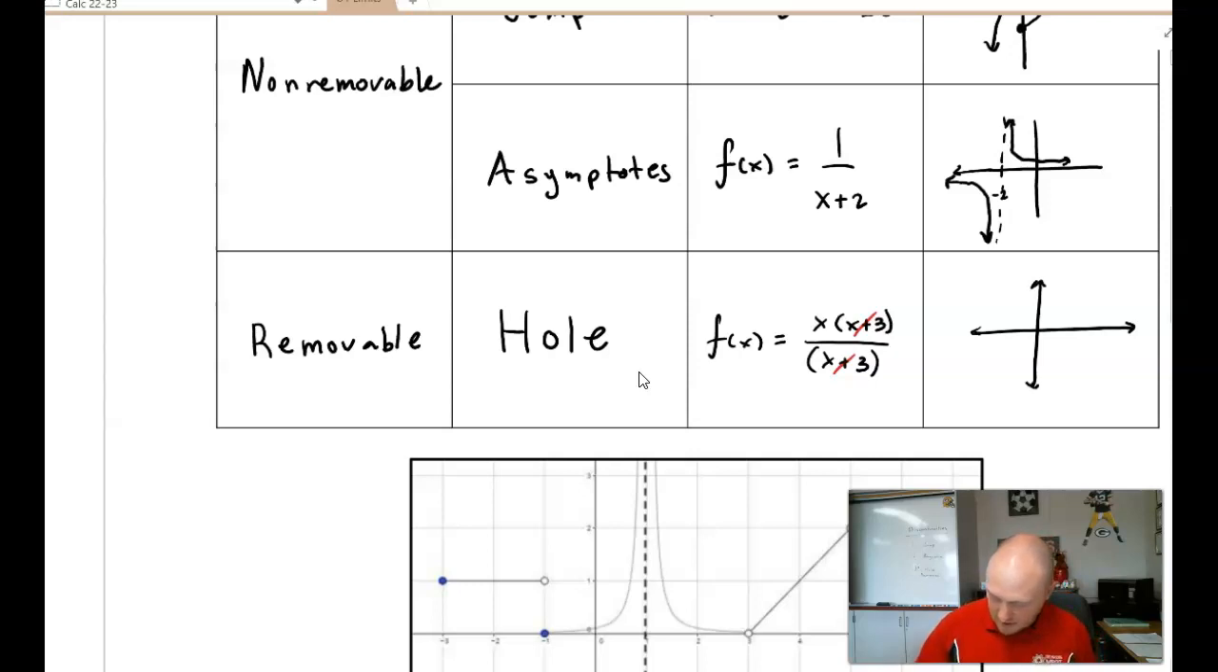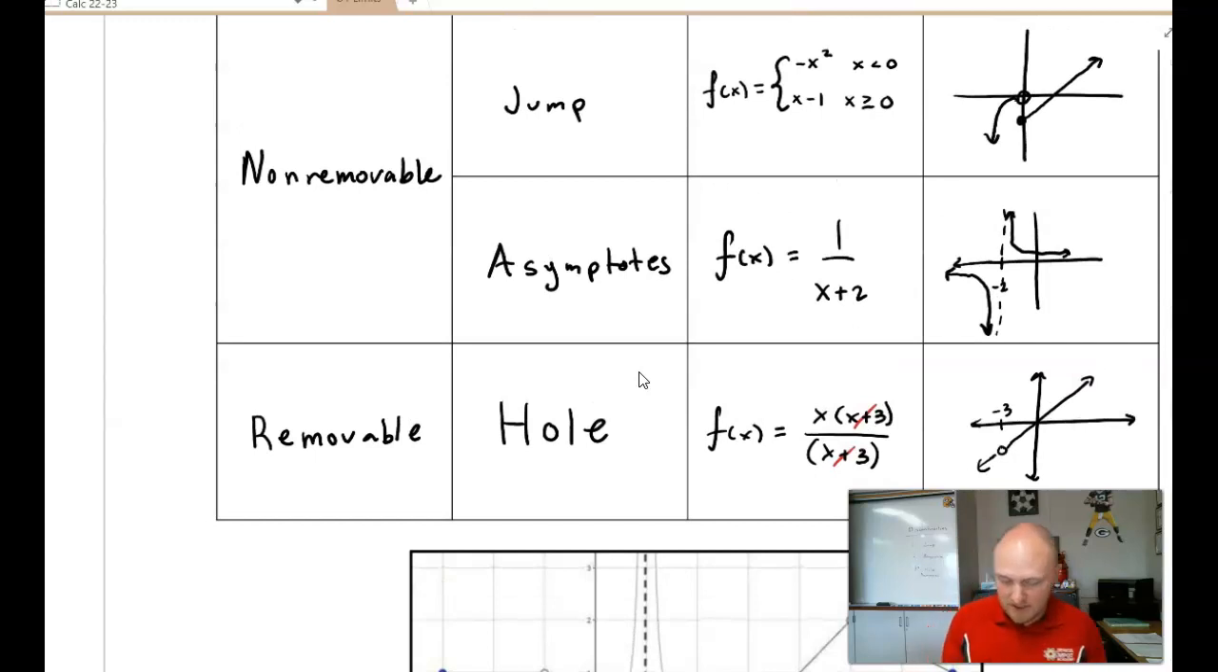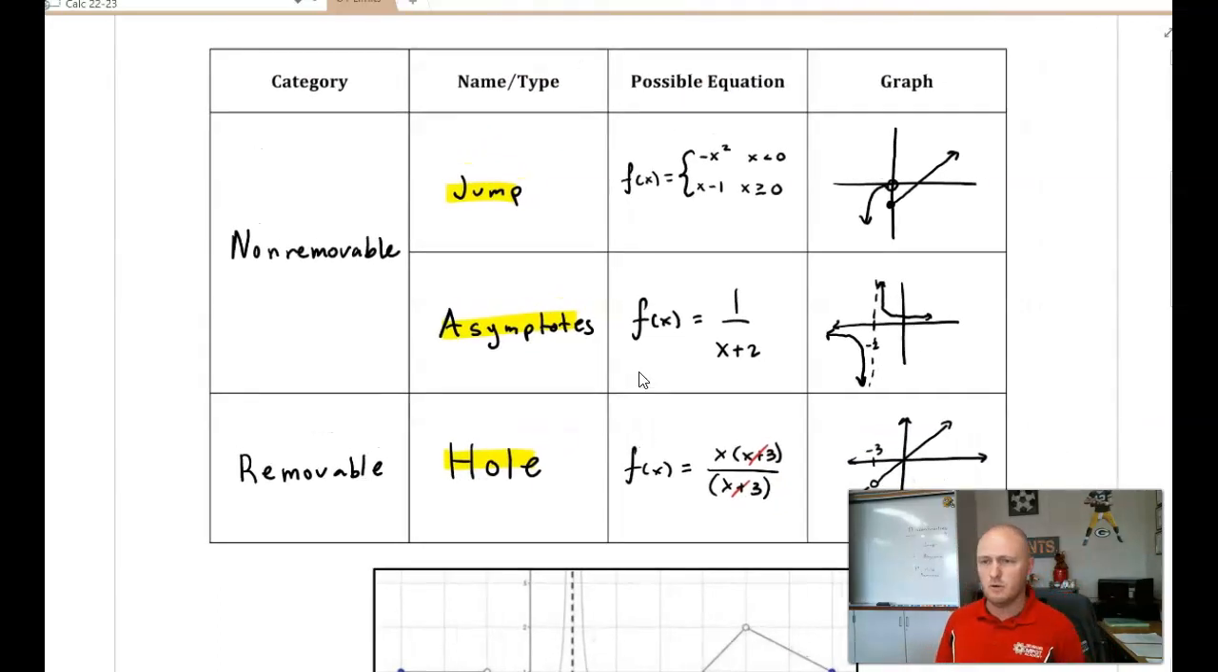It's a linear function, looks like this. Except I have a hole at -3. I'll say here's -3. There's -3. And I have a hole. These are our three types of discontinuities. Jump, asymptotes, hole. Okay, that's the key takeaway. What are the three types of discontinuities that we have? Jump, asymptotes, hole.